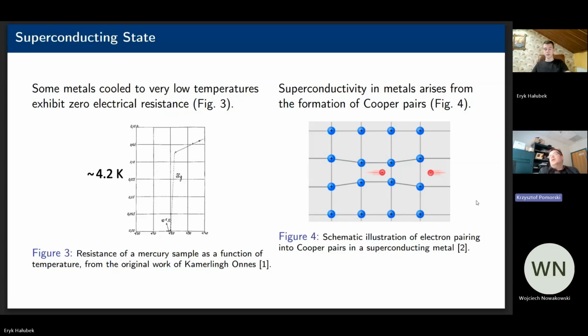Eric, I have a question. So those two electrons, when they create a pair, they become a kind of different particle than fermions. They become bosons. What is this about?